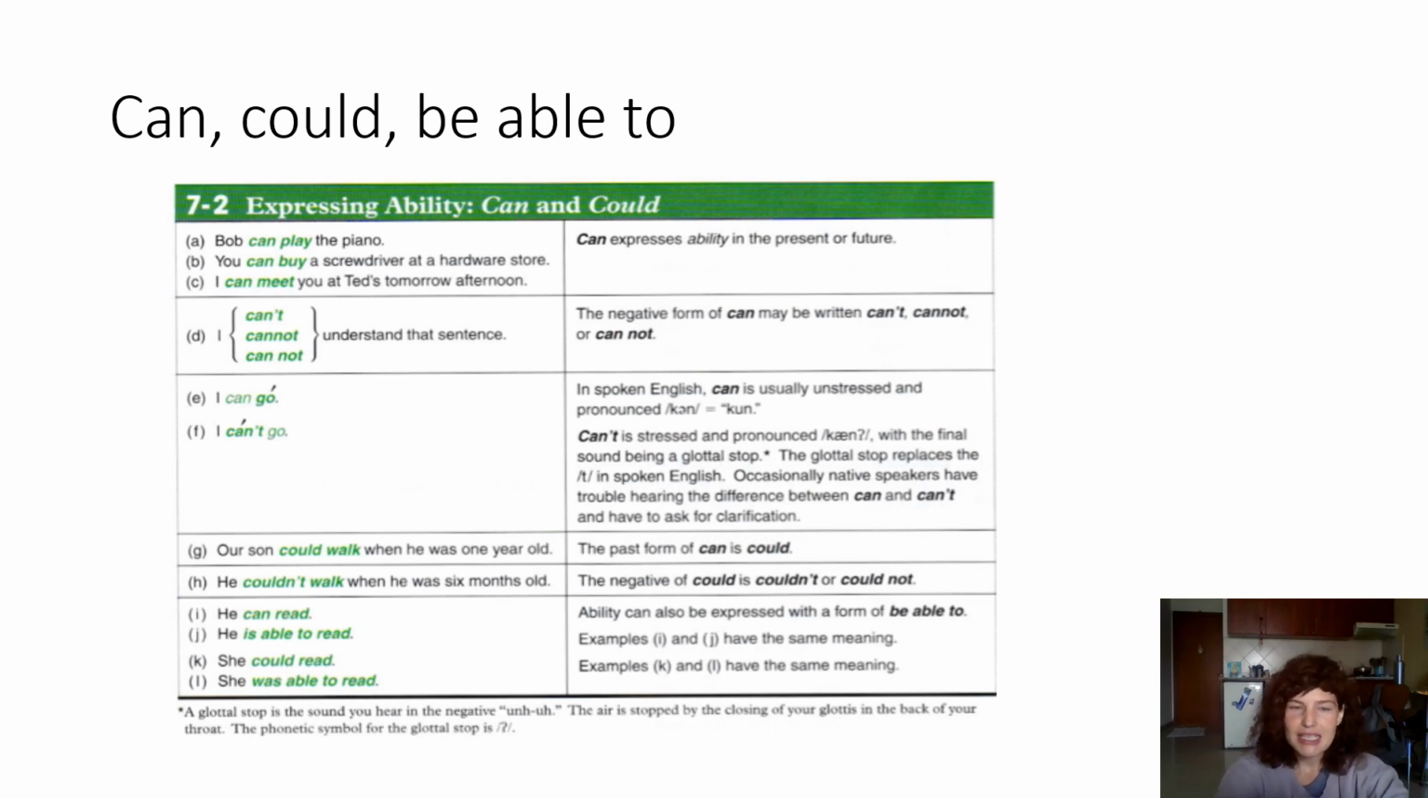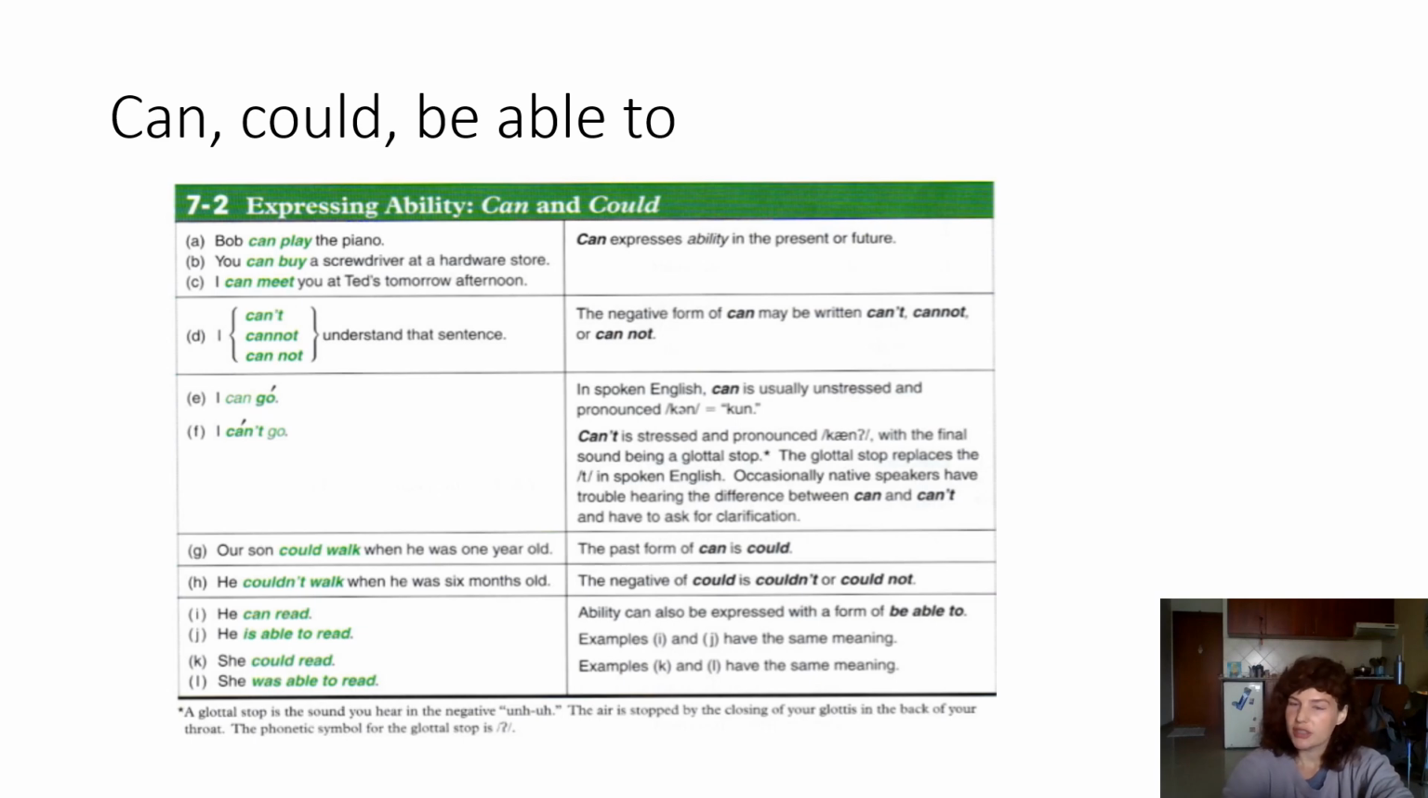If we're talking about abilities in the past, the most common way to say it is could. For example, I could drive when I was 20 years old, right? I started when I was 18, okay? I could drive when I was 20 years old. I couldn't speak Spanish before I moved to Spain, for example, okay? Now, those are just two tenses that we have there, right? We either have can or could, right? Present, near future, or the past, okay?